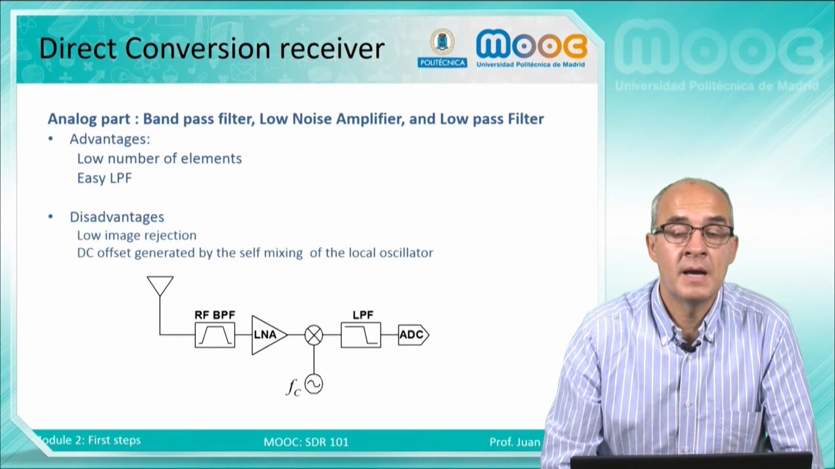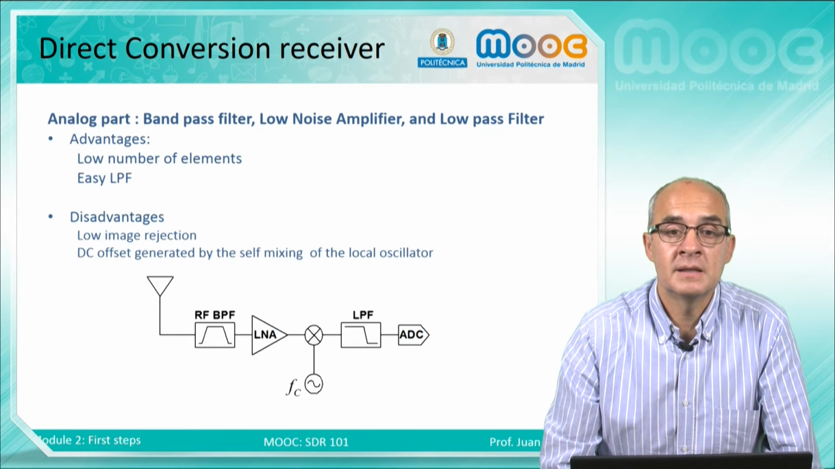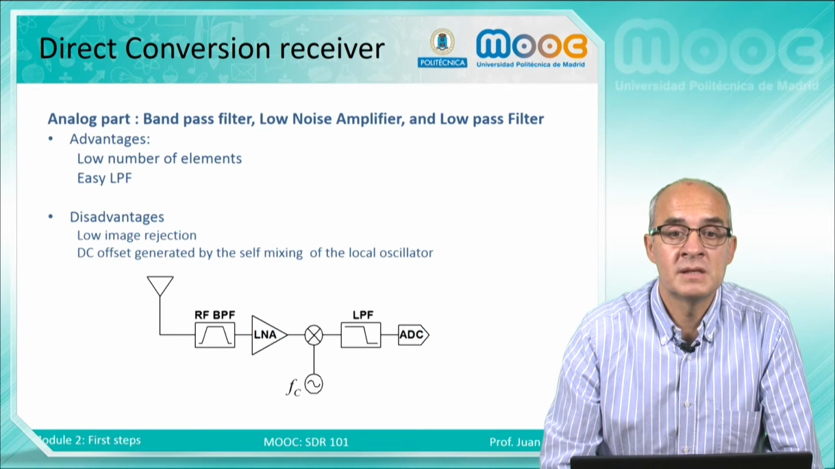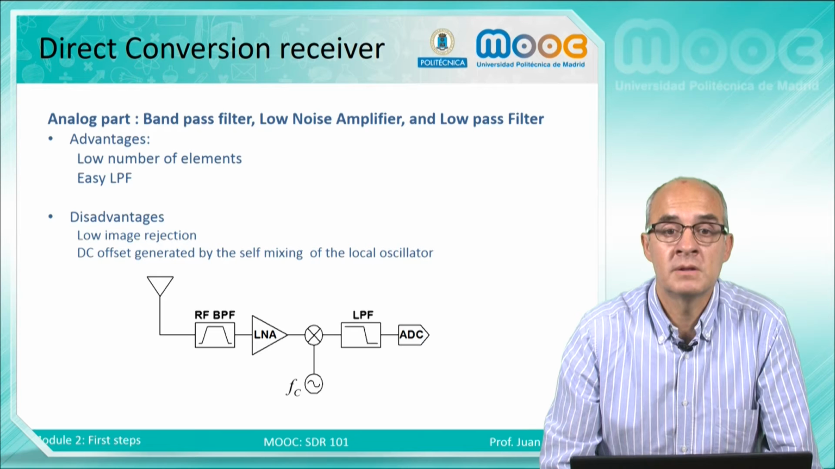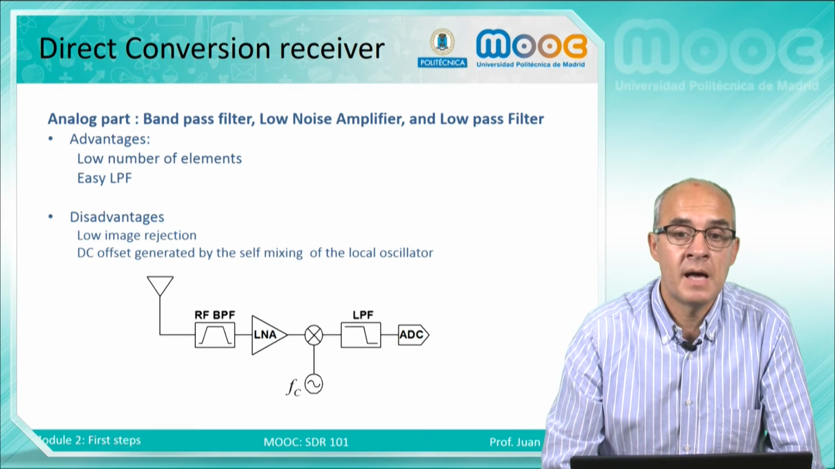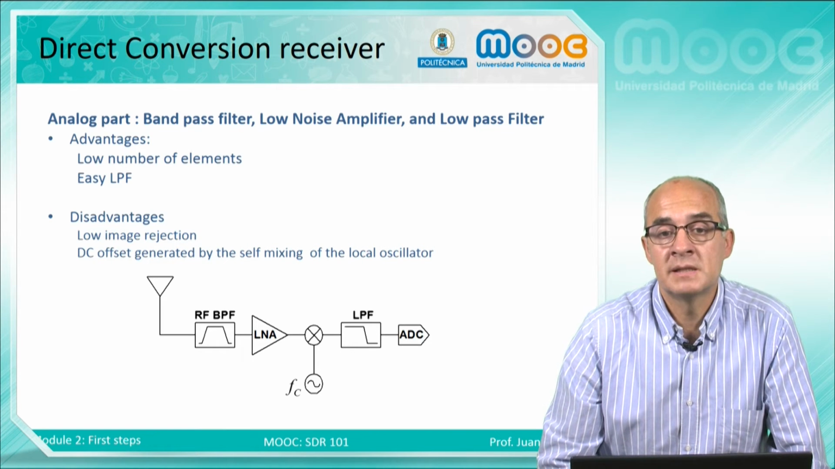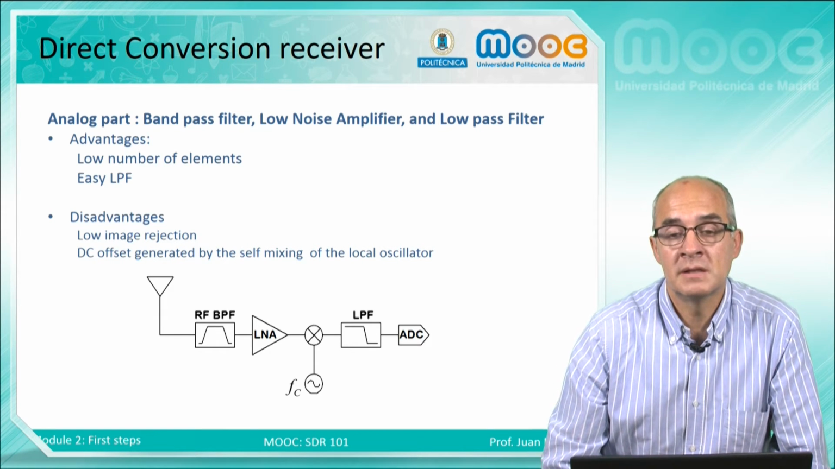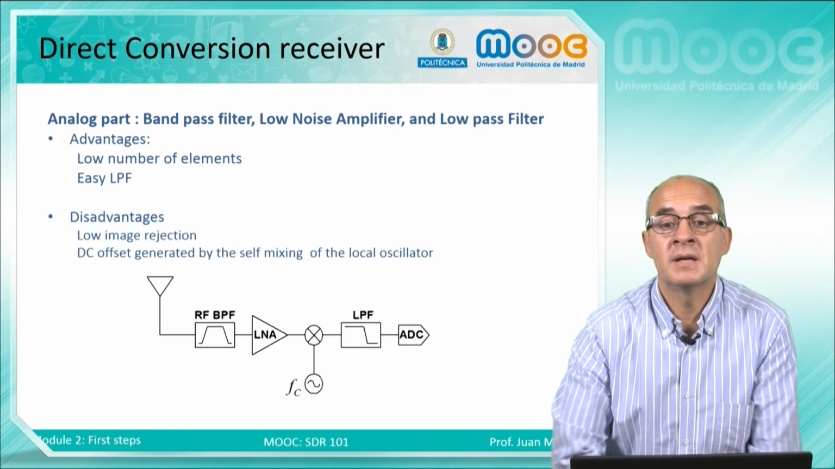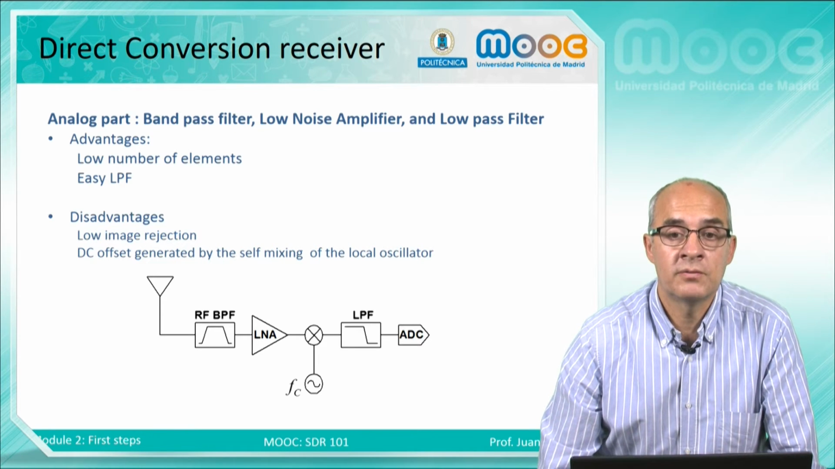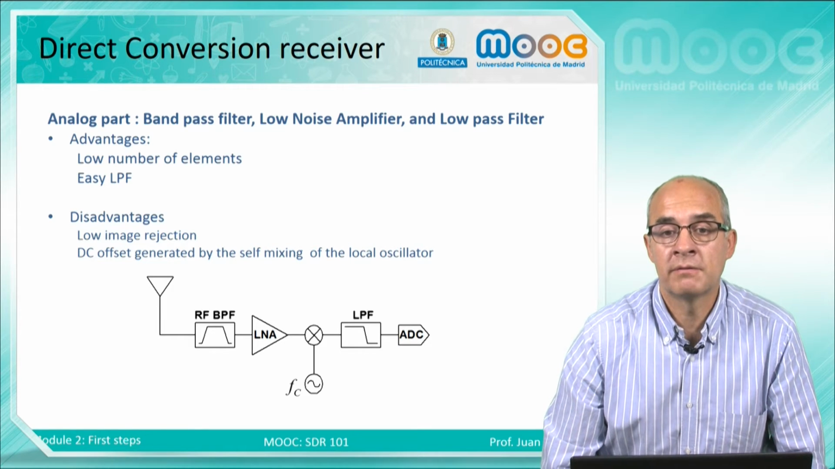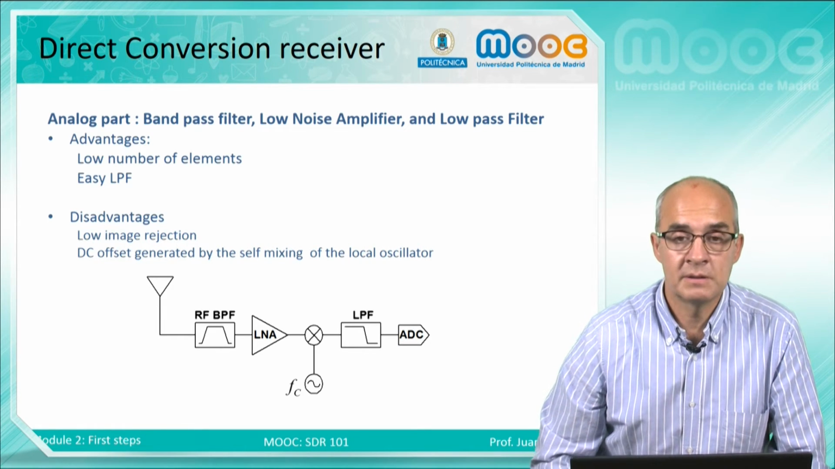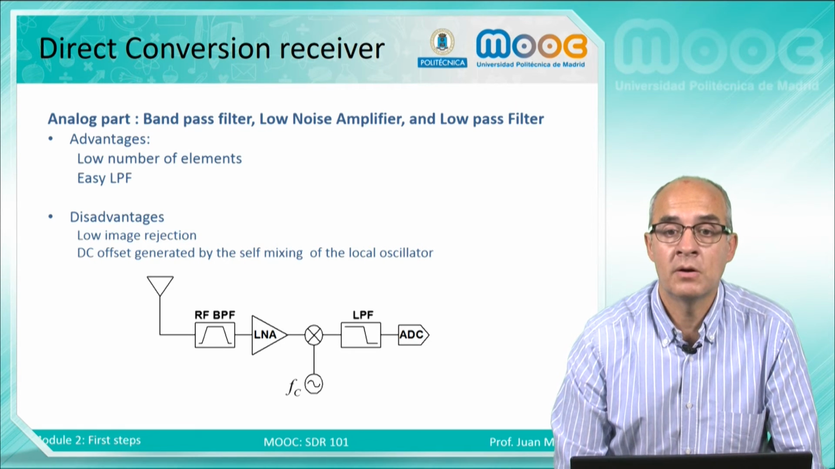This circuit can be highly integrated, but has the disadvantage of low image rejection because there is no intermediate frequency filter, and there is a DC offset generated by the self mixing of the local oscillator. This is very uncomfortable because usually we have a lot of power in the zero frequency components, which reduces the sensitivity of the receiver.